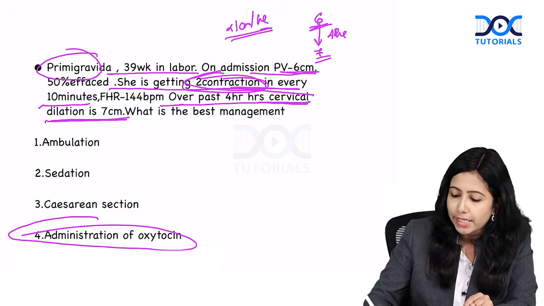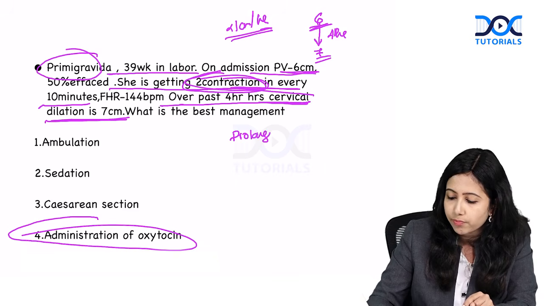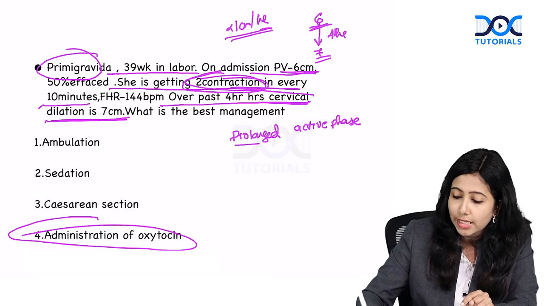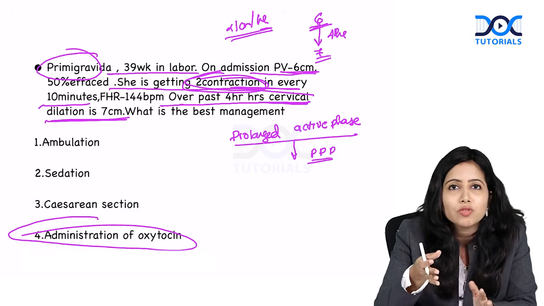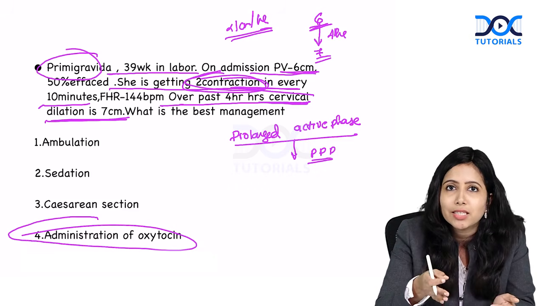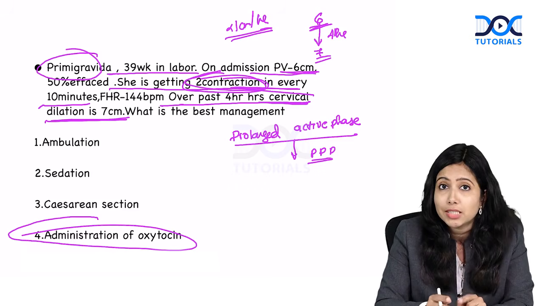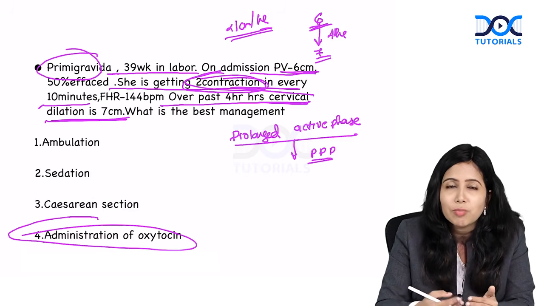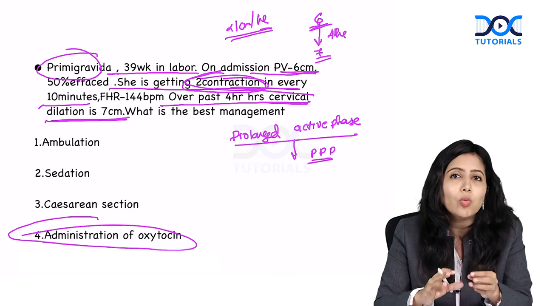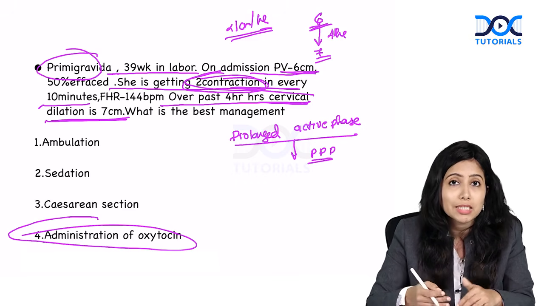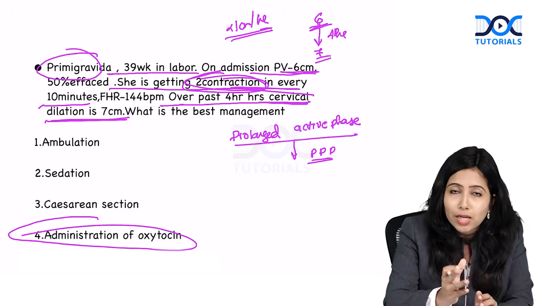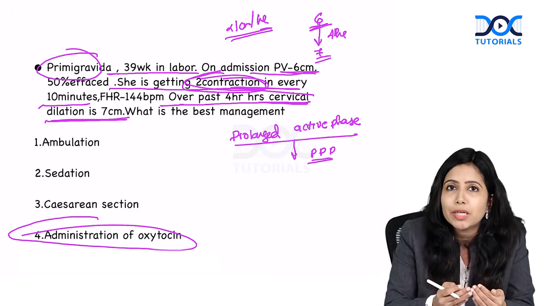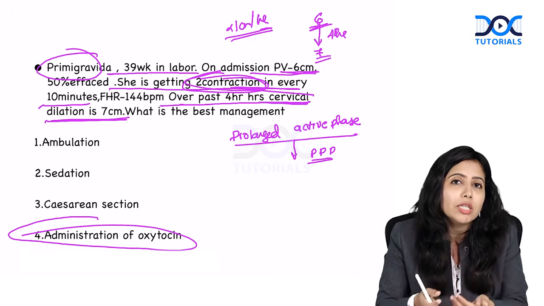oxytocin. In case of prolonged active phase, you again reassess the power, passage and passenger. As for passage, you can't do anything. Once the pelvis is contracted, you can't correct that. But some degree of deflection and some degree of occipito-posterior will respond with the contraction. There is a possibility that the head flexion becomes alright, the occipito-posterior will rotate, and when there is mild CPD, with the oxytocin it can negotiate into the pelvis.